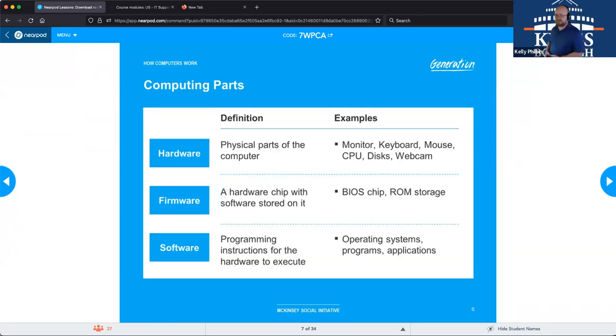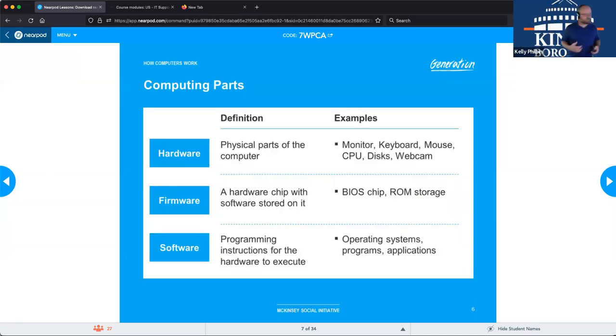Very, very basic overview of computer parts. So initially we have hardware, which basically if you can touch it, it is pretty much considered hardware. So it's going to be like your motherboards, your keyboards, your mouse, CPU, monitors, cameras, RAM modules. If you can touch any of this stuff, it's basically considered hardware.